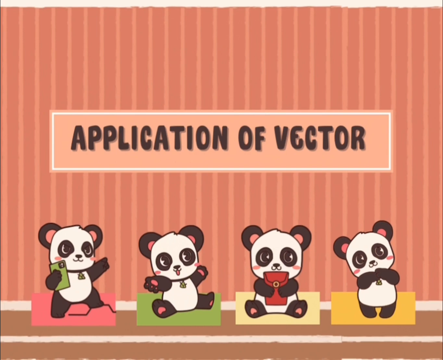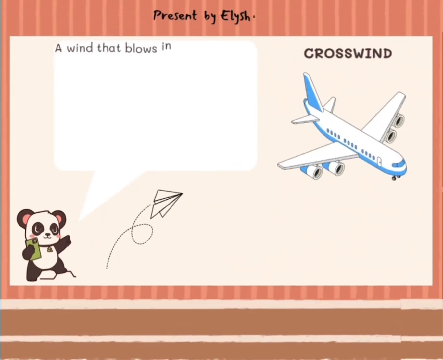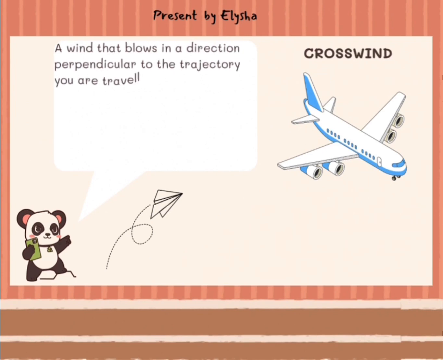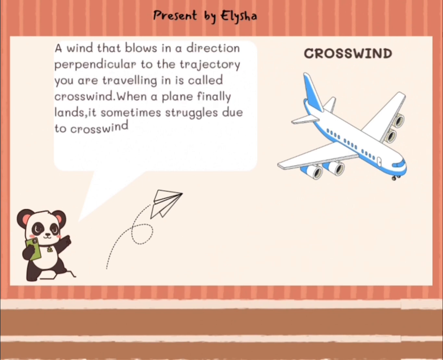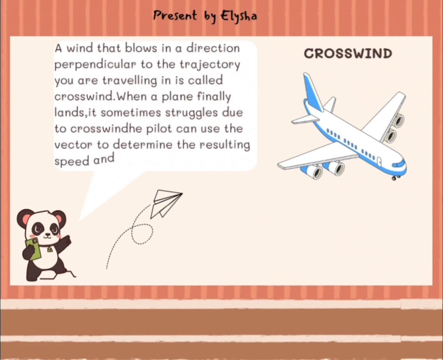In our everyday life, we use the concept of vector. As an example, during a crosswind. Crosswind is a wind that blows in a direction perpendicular to the trajectory you are traveling in. When a plane finally lands, it sometimes struggles due to crosswind. However, the pilot can use the vector to determine the resulting speed and direction.